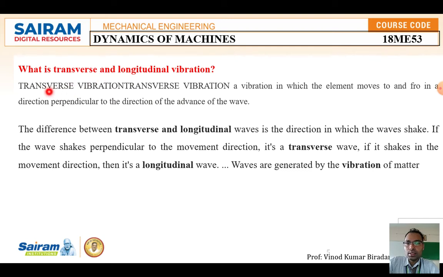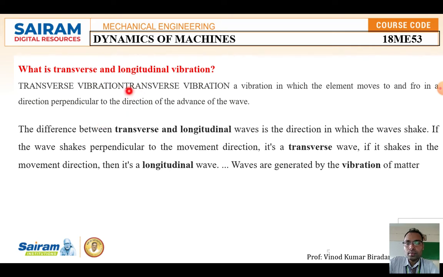Here I wrote the definition. Transverse vibration is a vibration in which the element moves to and fro in a direction perpendicular to the direction of the shaft axis. You have to remember that in this case the to-and-fro motion takes place perpendicular to the axis of the given shaft. If that happens, then that component is said to have transverse vibration.